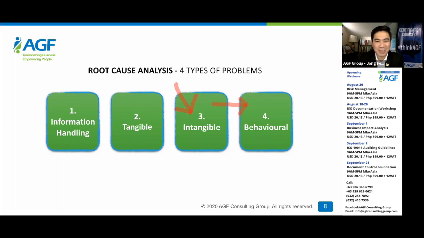If I can quote Edward Deming here, he said 85% of the non-conformances of your quality management system can be attributed to system, not people. All right, system, not people. So fix the system, and the people will just work within that system.